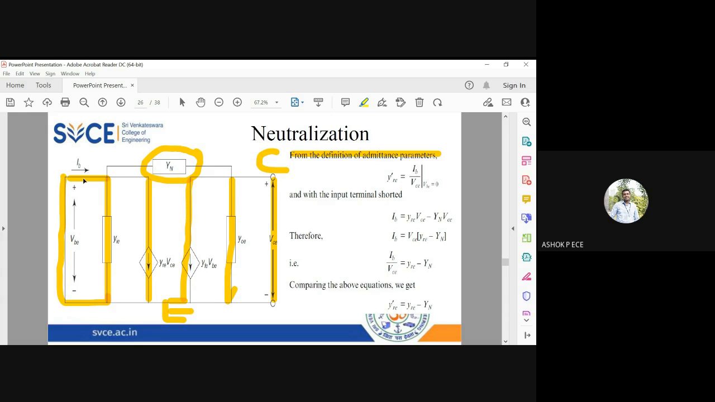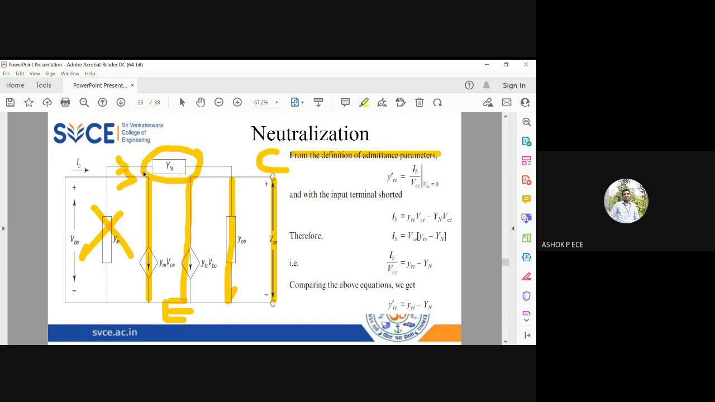Since the input side is short circuited, I can write the expression for the base current IB. So IB will be equal to this current YRE into VCE minus YN into VCE. One end of YN is connected to VCE, another end of YN is connected to ground because VB is shorted. So I can write this base current is splitting into two. IB is equal to this, and YIE will go because anything parallel to a short circuit will go. This will not have any impact.